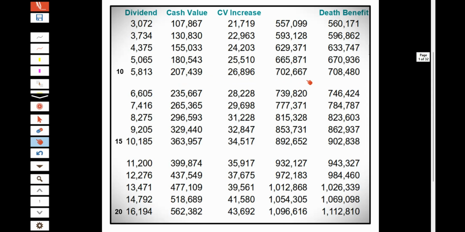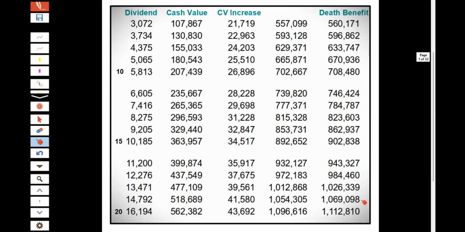Let's go over here and take a look at the death benefit. You can see that the death benefit is higher in this situation and increases more significantly every single year. Okay, you go out to year 18, what is your death benefit? It has gone up to $1 million, and it will continue to increase.